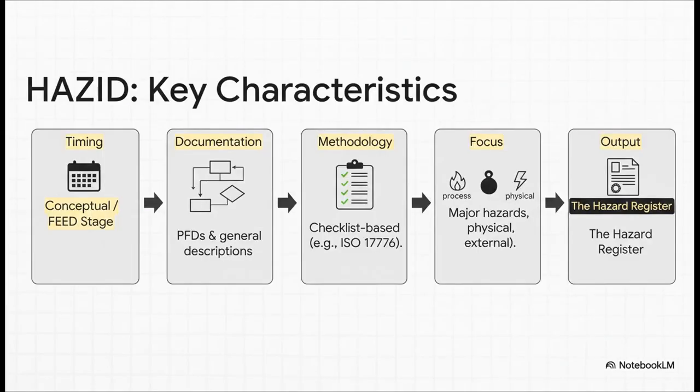And the strategic value here, well, it's all about timing. A HAZID is done during the FEED stage, when all you have are process flow diagrams and some general layouts. And that is a huge advantage, because you can use a checklist approach to find the big hazards, everything from process upsets to external events, and you can make changes before any serious capital gets committed. The main output is the hazard register, and that document becomes the foundational risk Bible for the entire project.